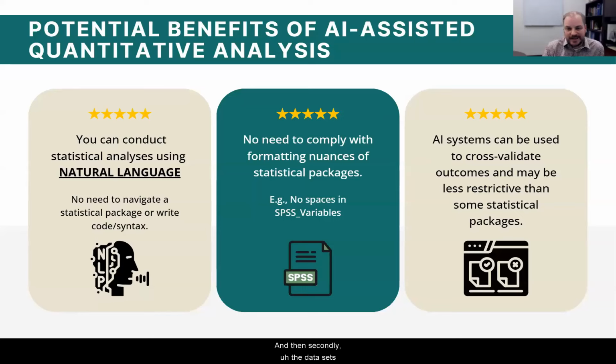Secondly, the data sets don't have to comply with typical formatting nuances. For those who have used SPSS, as you know, all those variables require no spaces, so you have to input underscores or dashes or something, right? With these AI systems, those formatting nuances aren't required, and you can use natural language, even within the Excel file, to name your variables. I also find some of these AI packages, for stats at least, appealing because they represent a relatively easy way to cross-validate outcomes.